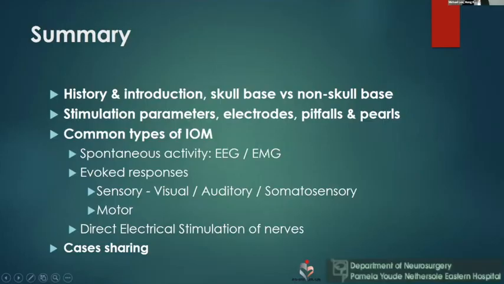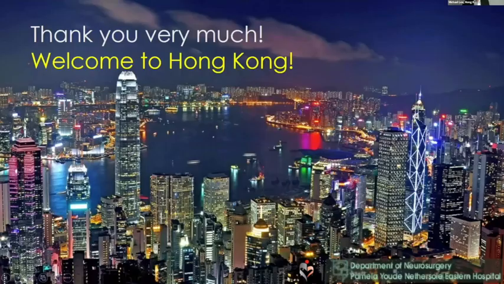And in summary, we talk about the history, the stimulation parameters, electrodes, and the pitfalls and pearls. And we also talk about different types of IOM. I only covered part of this. I wish I had more time.